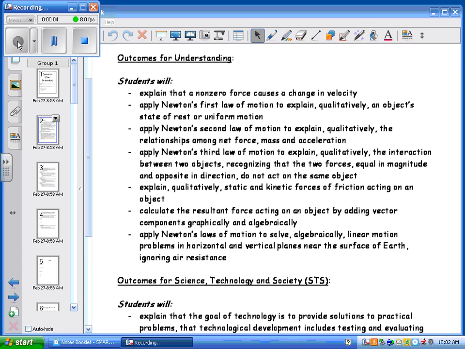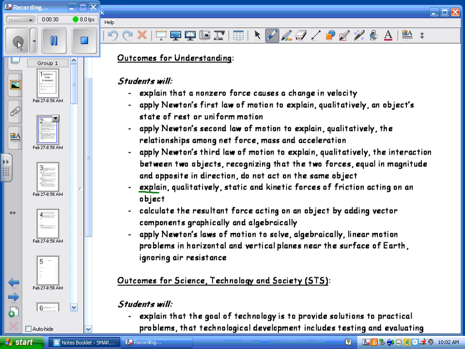By coloring in the appropriate outcome that we're going to cover today. So I need you on page 2 in your notes booklet, and I'll have you grab a green highlighter, or if somebody wants to pass out the green highlighters, you can take a green highlighter. And what we're looking at here, there's only one outcome that we're covering today, but it's kind of a big one. We're going to explain qualitatively static and kinetic forces of friction acting on an object.